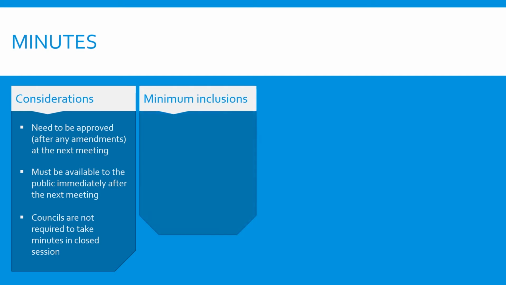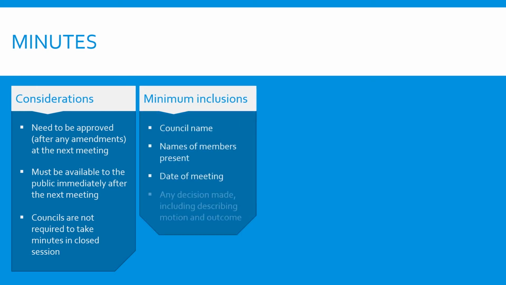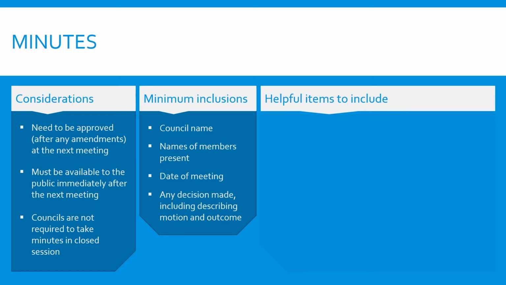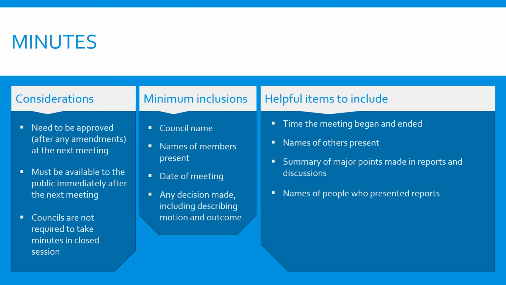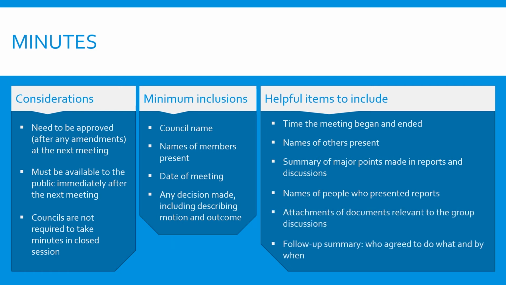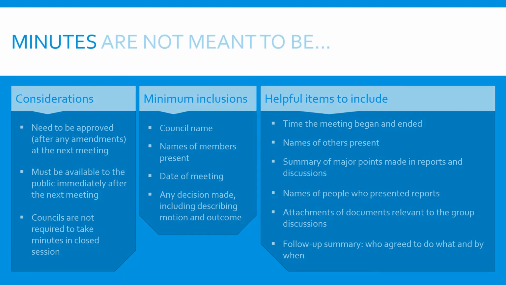At minimum, minutes should include the council name, the names of the members present, the date of the meeting, and any decision made, including describing any motions and their outcomes. Additionally, it can be helpful to include items such as the time the meeting began and ended, names of others present, a summary of major points made in reports and discussions, the names of people who presented reports, attachments of documents relevant to the group discussions, and a follow-up summary of who agreed to do what and by when.